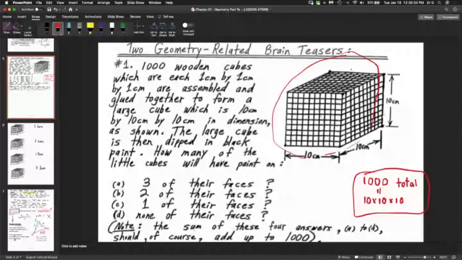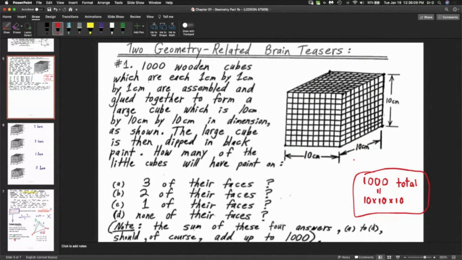So after you paint it and let it dry, you smash it. And this thing smashes into 1,000 little cubes. Some of those cubes are going to have paint on them, and some are not. It's up to you to figure out and catalog how many cubes have paint on them and how many don't. But more specifically, how many cubes have paint on 3, 2, or 1 of their faces.